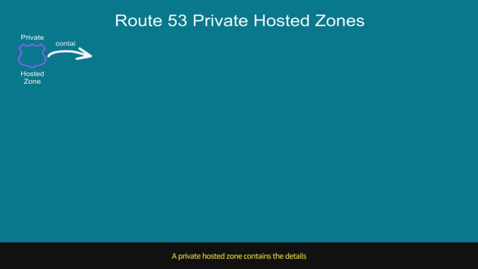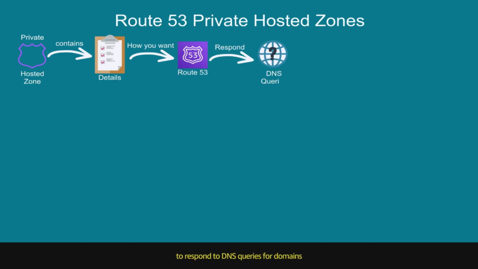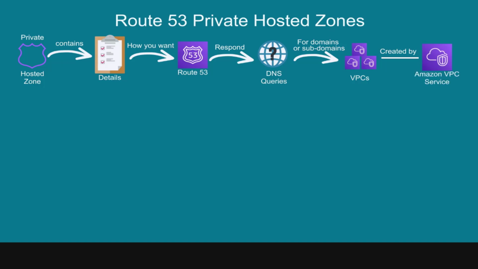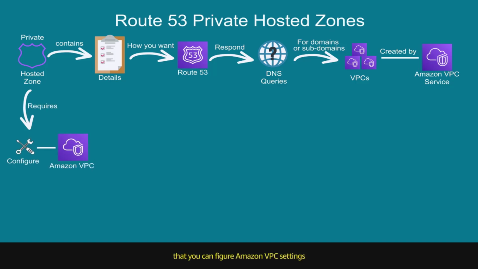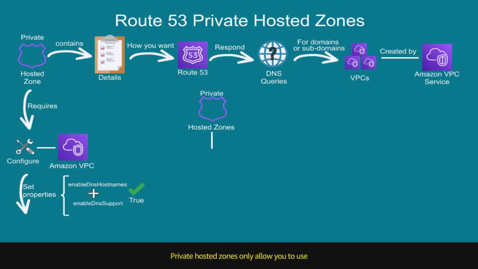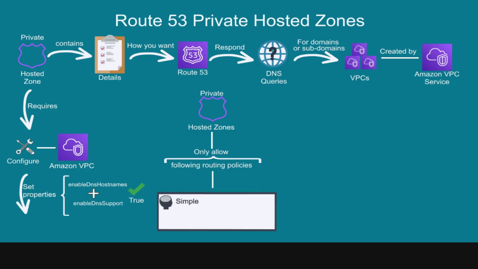A private hosted zone contains the details about how you want Amazon Route 53 to respond to DNS queries for domains or subdomains within one or more VPCs created by Amazon VPC service. Using private hosted zones requires that you configure Amazon VPC settings and set the properties, enable DNS hostnames, and enable DNS support to true. Private hosted zones only allow you to use the following routing policies: simple routing, failover routing, multi-value answer routing, or weighted routing.